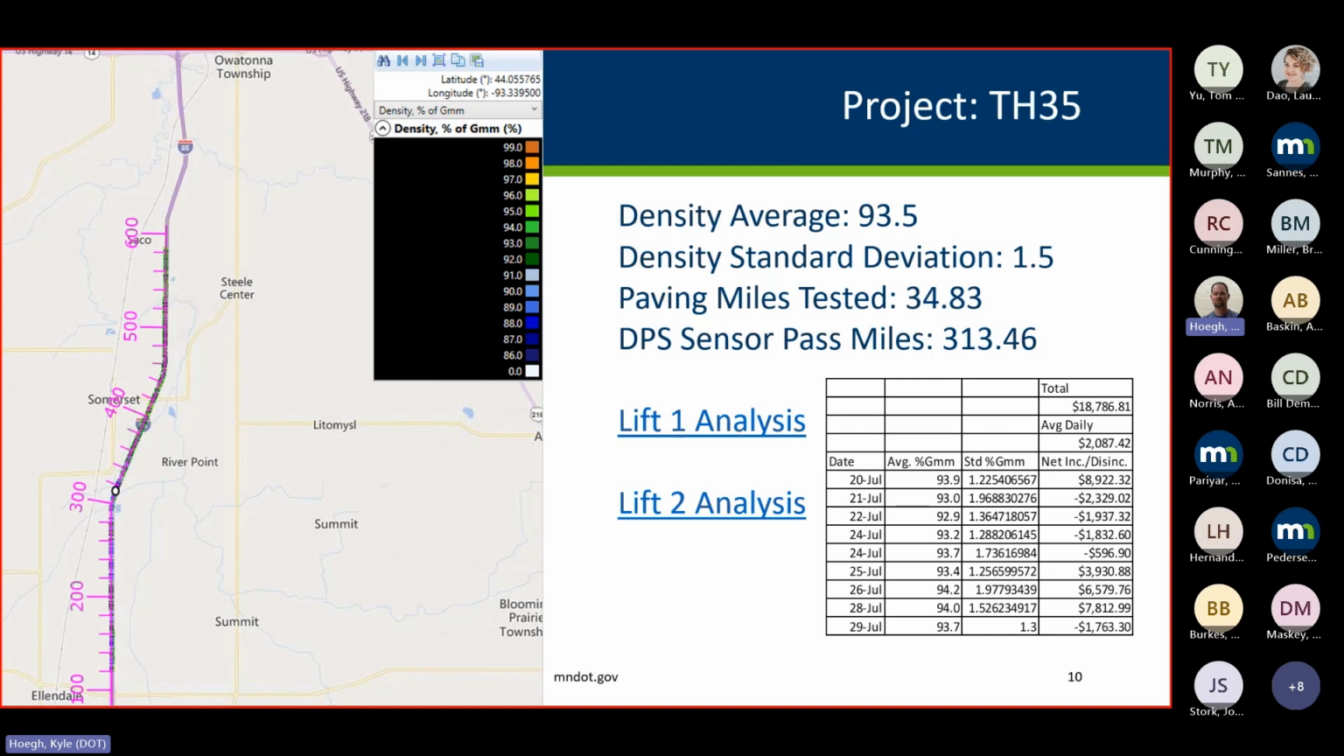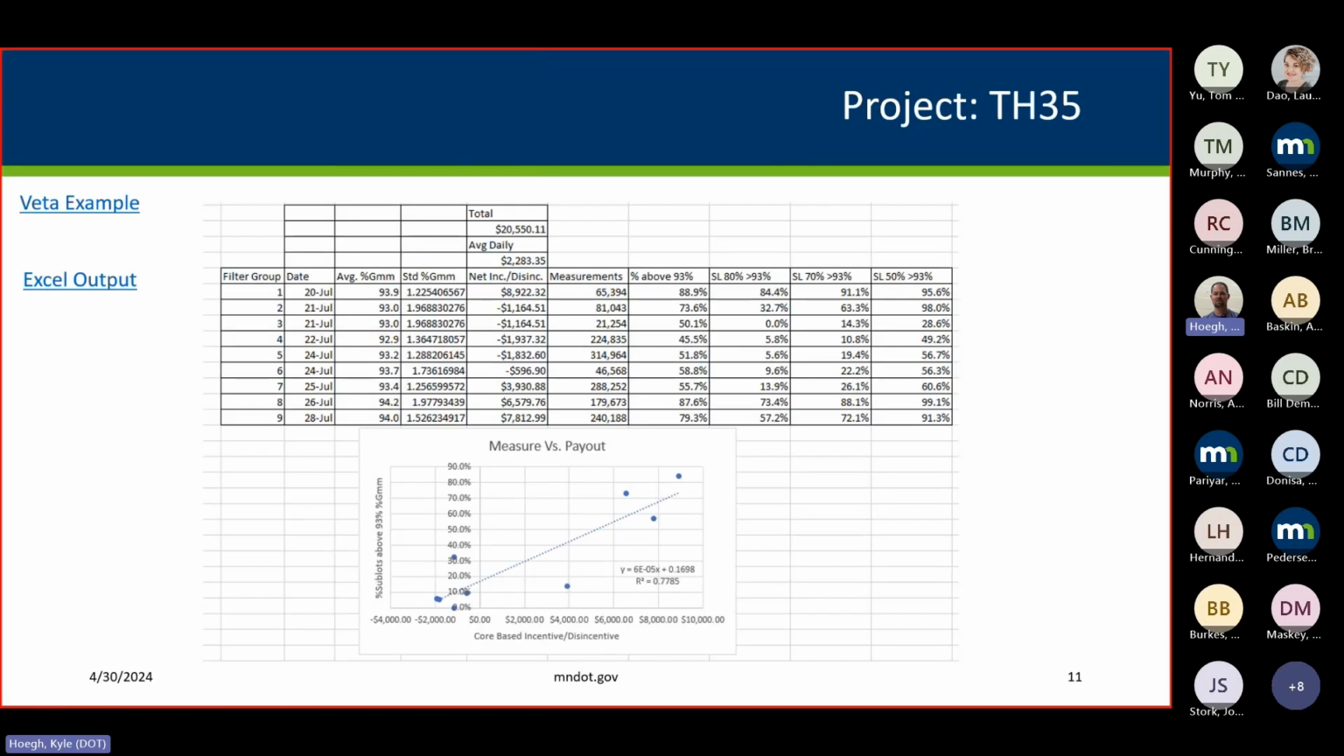Highway 35, I just wanted to show a little bit of a breakdown of what happens if you take these different filter groups. On the x-axis here, we have how much we paid out based on cores, and then an example criteria. In this case, for all these hundreds of thousands of data points, we broke it down into 150-foot sublots and asked what percentage of these sublots are at 93% GMM or higher, and see how that affects our payout.